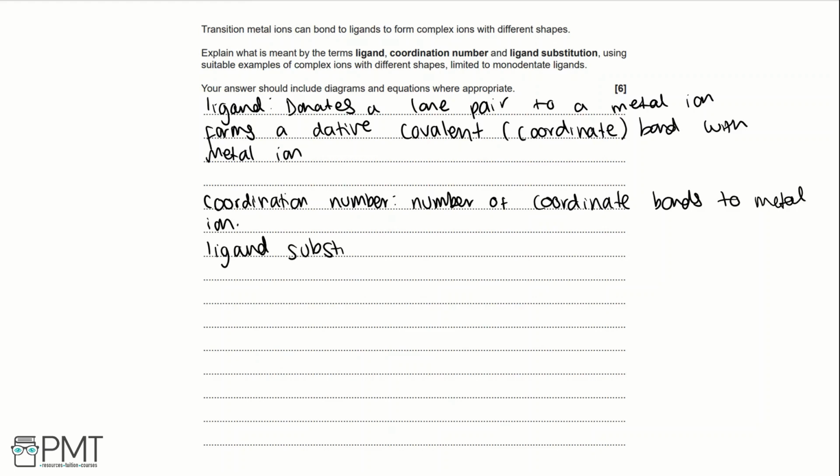So ligand substitution is when one ligand replaces another. A common side effect of this is something might start out as being octahedral, and then through ligand substitution it becomes tetrahedral, for example. So now let's look at our complex ions with different shapes.